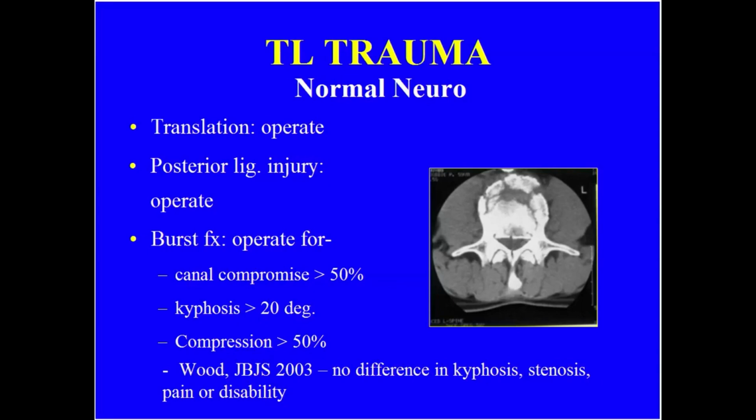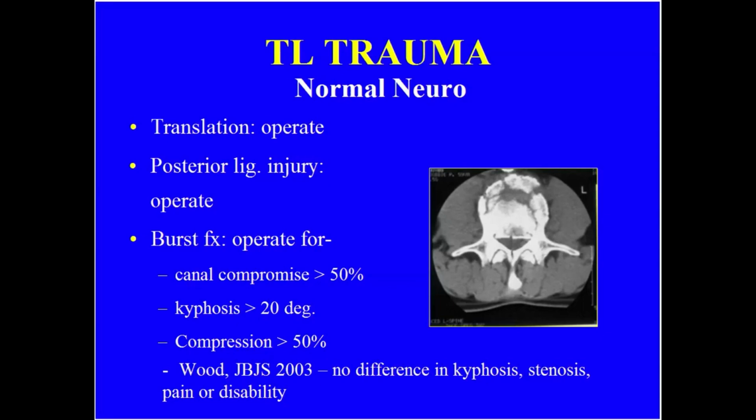The fracture pattern that you see commonly is a burst fracture in a neurologically normal patient. This is a relatively common scenario. If you're going to remember numbers, the standard thing is to operate on patients where the degree of canal compromise is greater than 50%, where the angulation of kyphosis is greater than 20 degrees, or where the amount of compression is greater than 50%. These are the numbers that you see in some of the OKUs. I'm not sure how valid these numbers really are, and I can tell you in my practice, I'm very conservative about operating on neurologically normal patients with burst fractures.